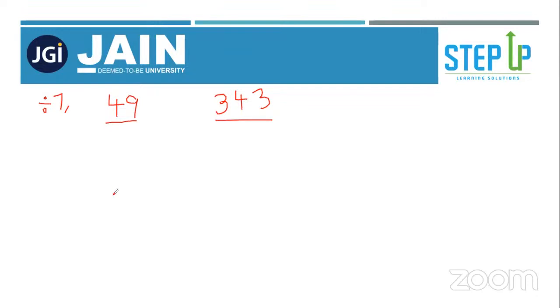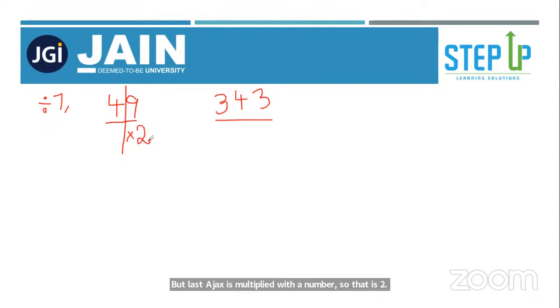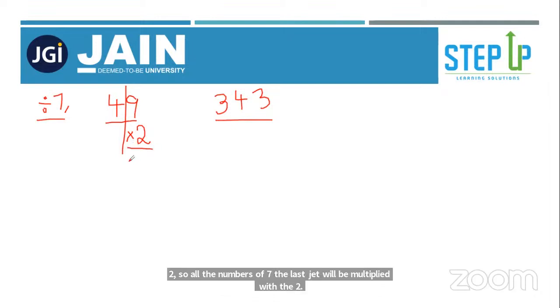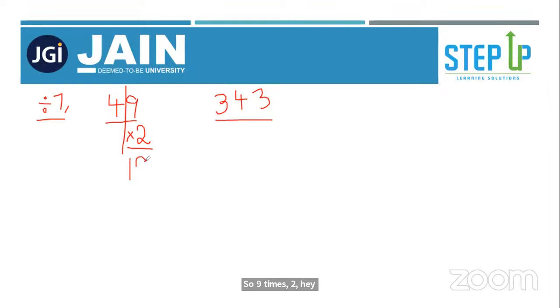Nine. Listen very clearly, don't miss it. If you don't understand, you will skip everything. The last digit is multiplied with 2. So for all the numbers in the 7 divisibility test, the last digit will be multiplied with 2. So 9 times 2 is 18.